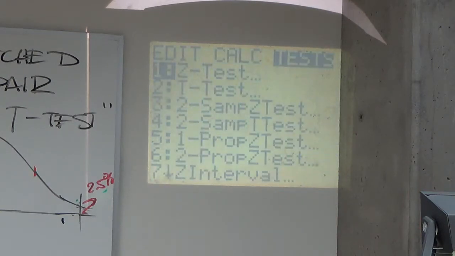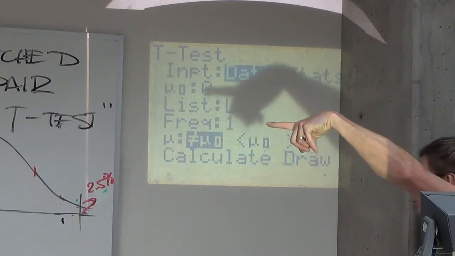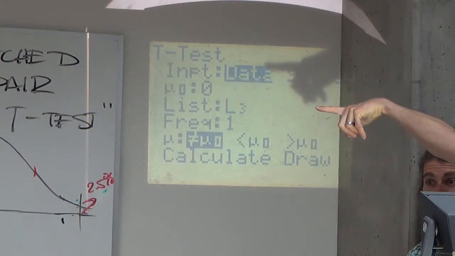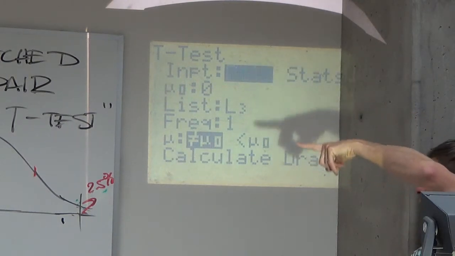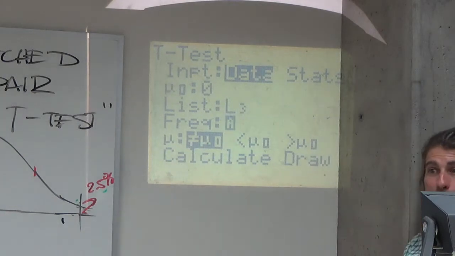Yeah? Stat tests, t-test for sure. We still have data. We're still testing against 0. We want to test against 0, of course. Data is still in L3 with a frequency of 1, still raw. The only difference is we got to change the... Oh, no, we don't, because I already changed it from last time. Does not equals. That's the one we want to use. Let's see if there's a difference.